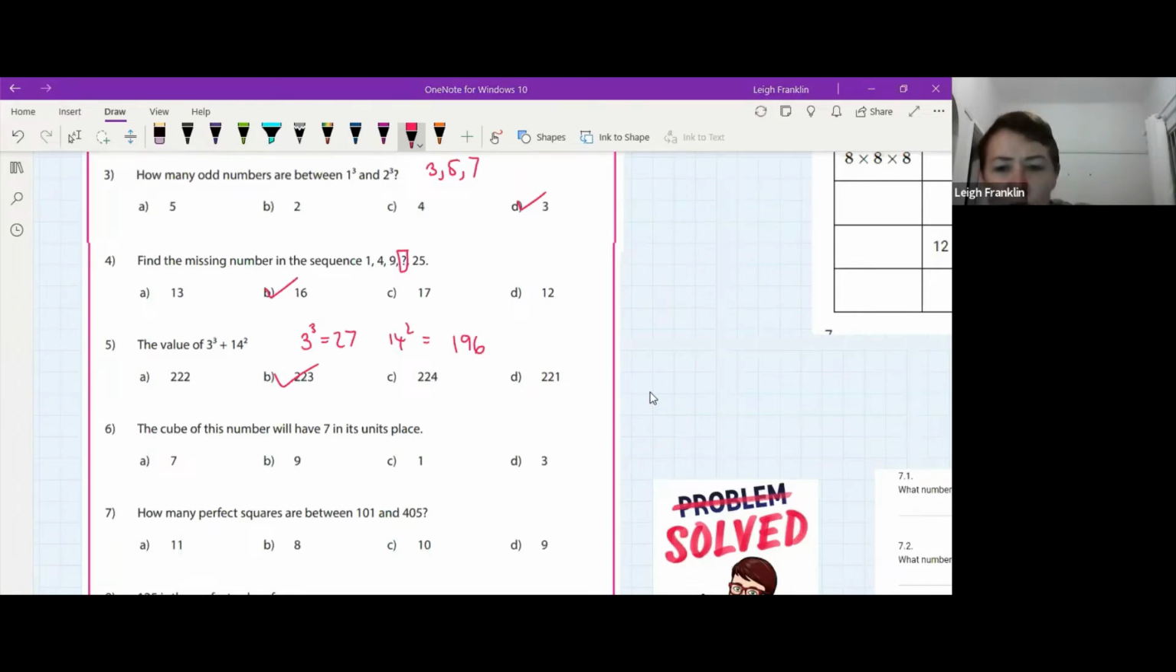Motsabang, the next one is yours. Number 6. The cube of this number will have a 7 in its units place. Which number is it? Motsabang? A, B, C, or D? What do you say? I think, I don't know, ma'am. I think it's D. You think it's D? Yes, ma'am. Okay.